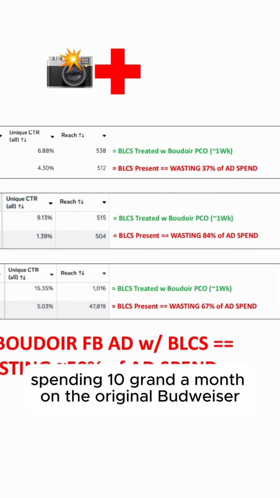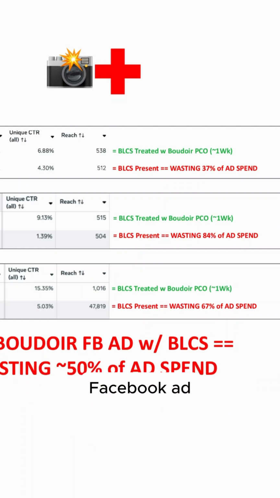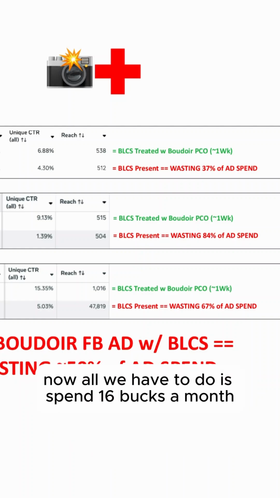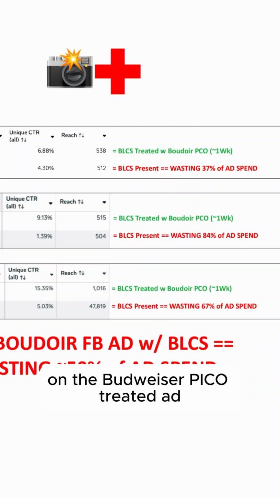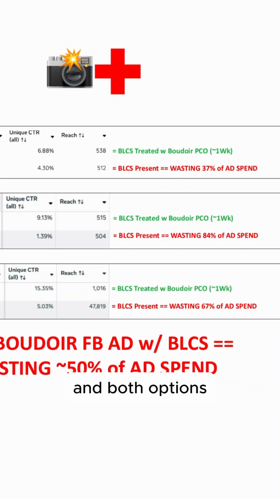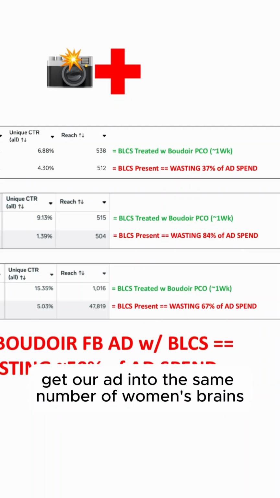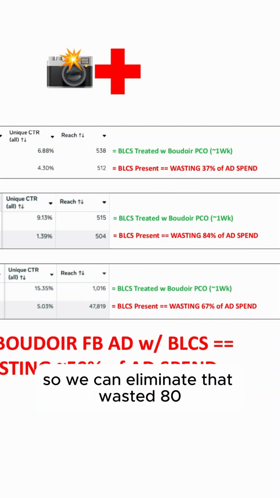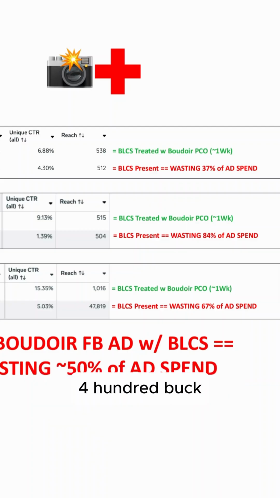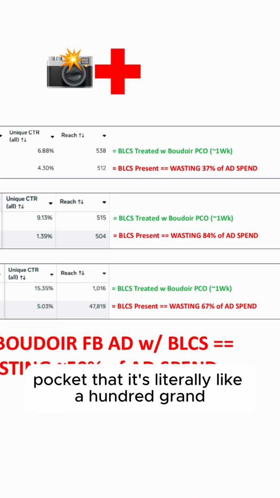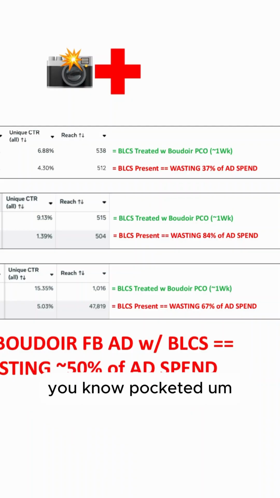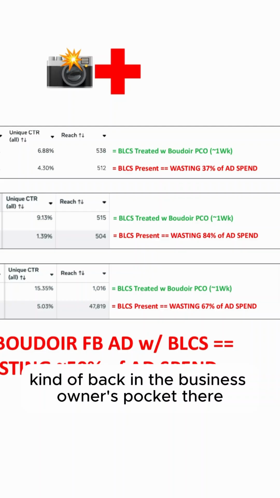So again, if they've been spending 10 grand a month on the original Boudoir Facebook ad, now all we have to do is spend 1,600 bucks a month on the Boudoir Pico treated ad, and both options get our ad into the same number of women's brains. So we can eliminate that wasted $8,400 a month in ad spend and pocket that. It's literally like 100 grand pocketed, a bonus back in the business owner's pocket there.